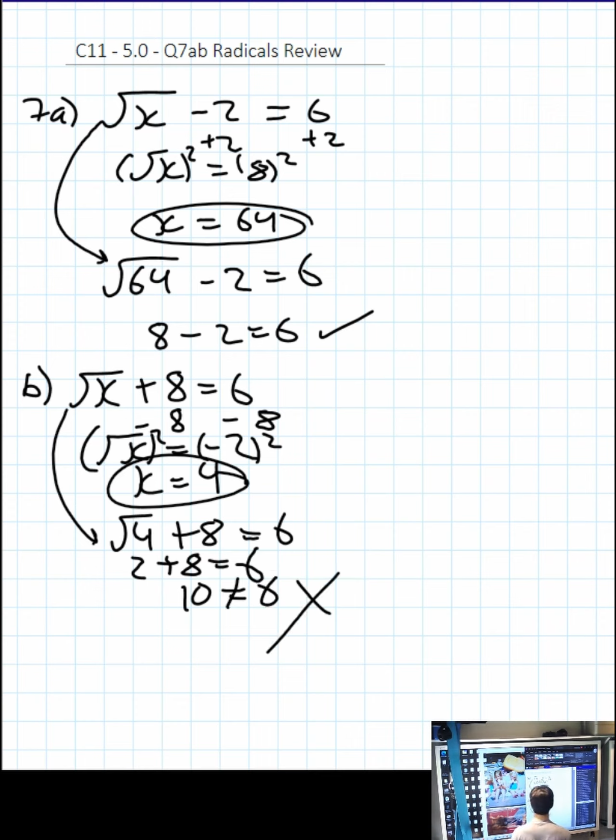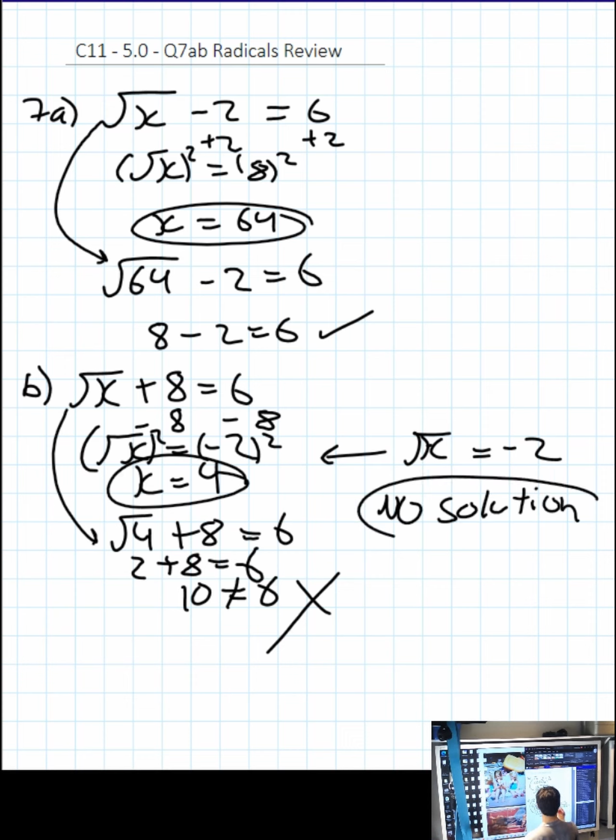What was wrong? Well, let's take that third line off to the right. Root x equals negative 2. A square root can't equal a negative. So if you ever get to this point, you just say no solution, rather than bothering solving and checking your answer to make sure. We just know that there's no solution.